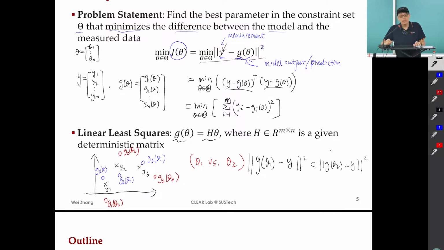Does that make sense to you? There are so many theta I can choose from. I want to pick the one that minimizes the apparent error. It's how much the model predicted output differs from the observed output. So we changed the estimation problem to an optimization problem. So now our main purpose is to solve this optimization problem. Do you know how to solve this optimization problem? Minimize something.